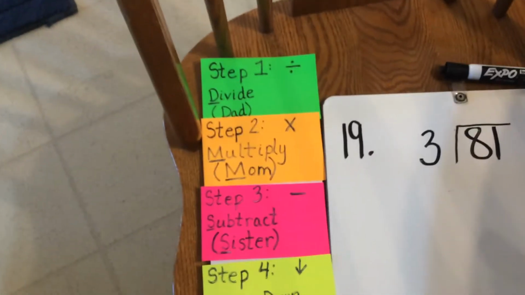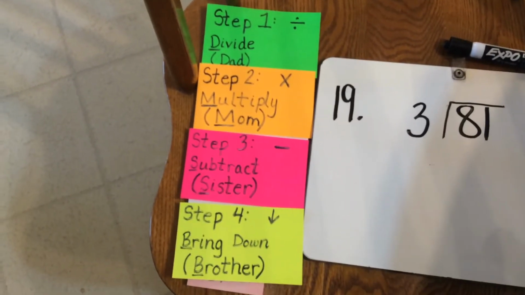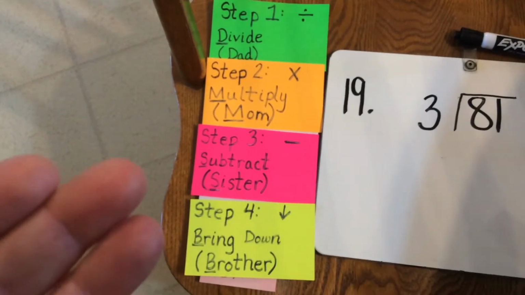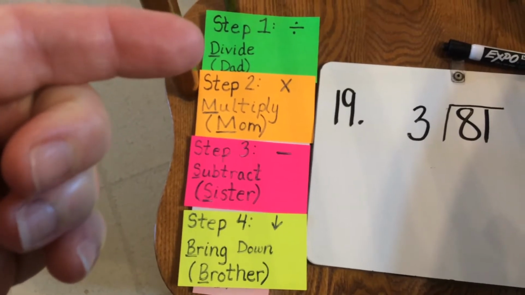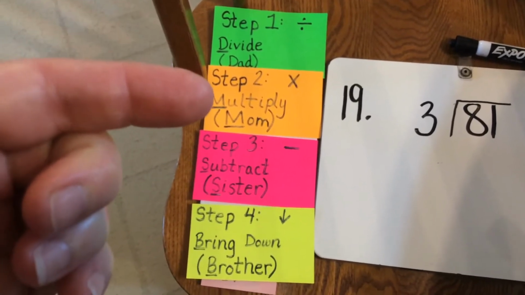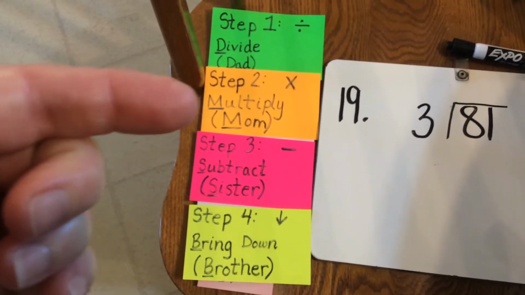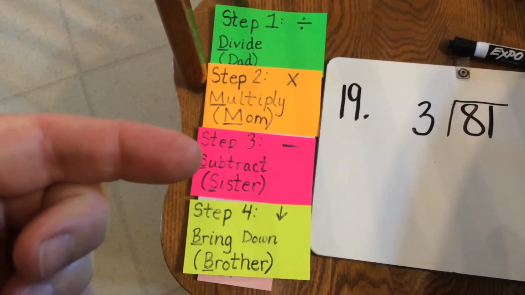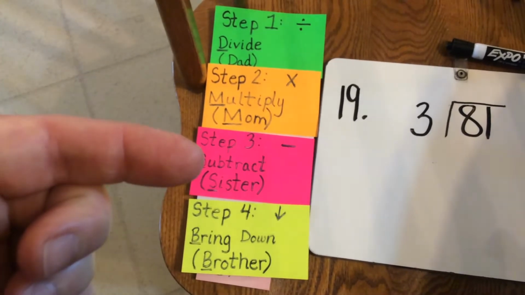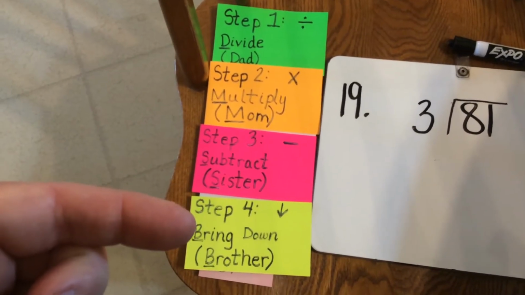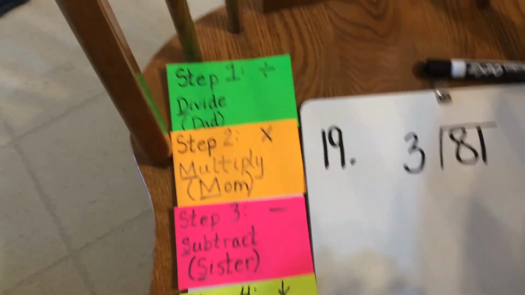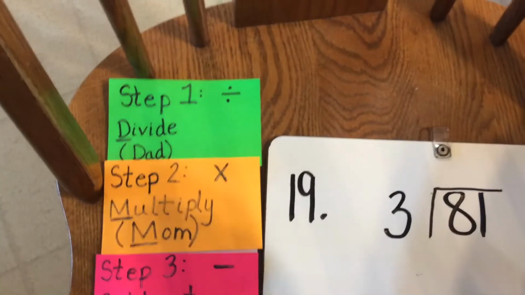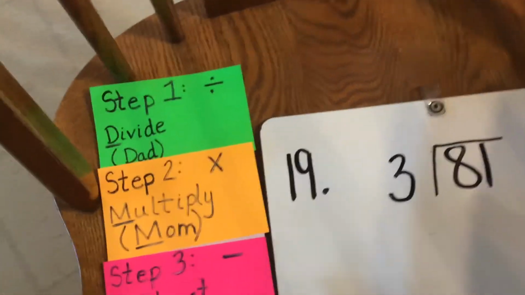And then we are going to come over here, and we're going to look at a division, doing the long division again and looking at some steps to take. Step 1, we always divide like dad. Step 2, we multiply like mom. Step 3, sister, subtract. And step 4, we bring it down, brother. And so we're going to get right over here, and we are going to practice this one.